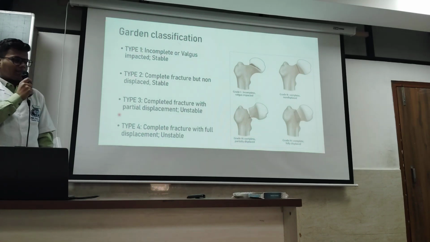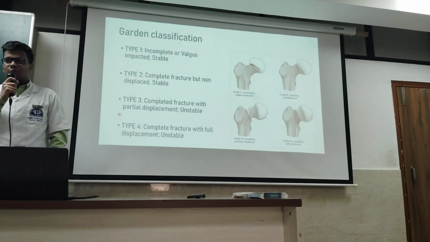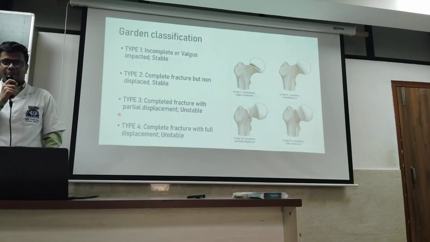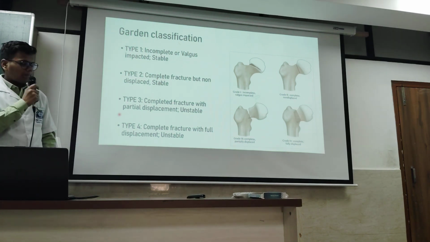Talking about displacement, there is a valgus impacted displacement in type 1, and there is no displacement in type 2. There is partial displacement in type 3, and total displacement in type 4. The basis of Garden classification is the degree of displacement.